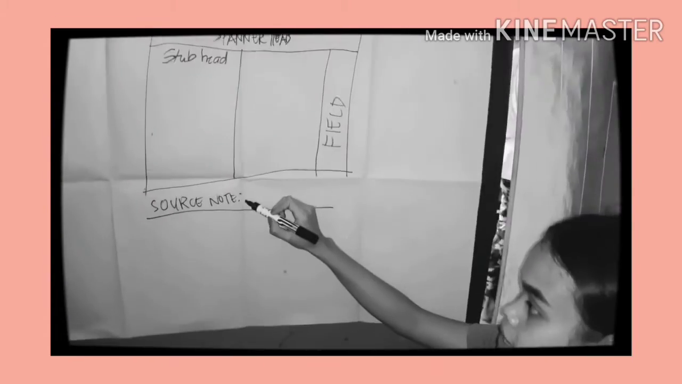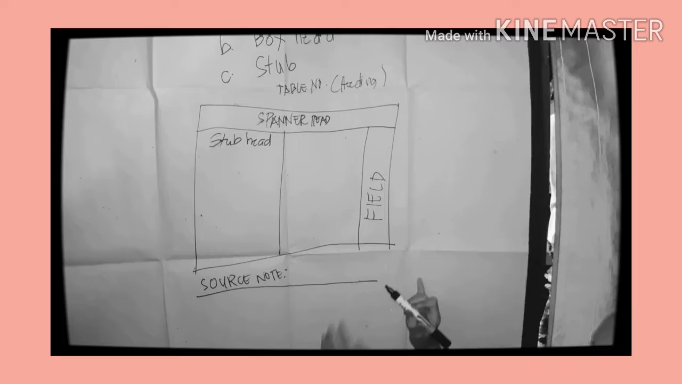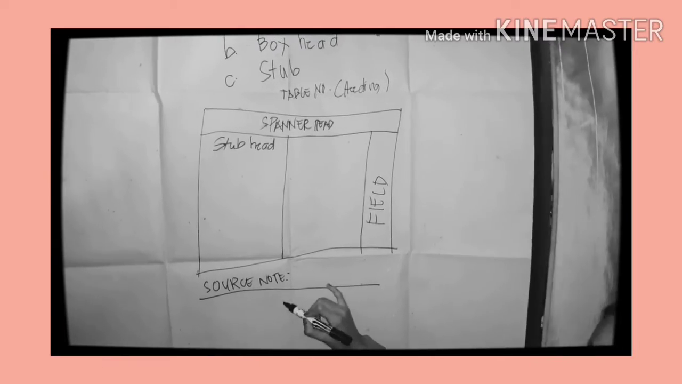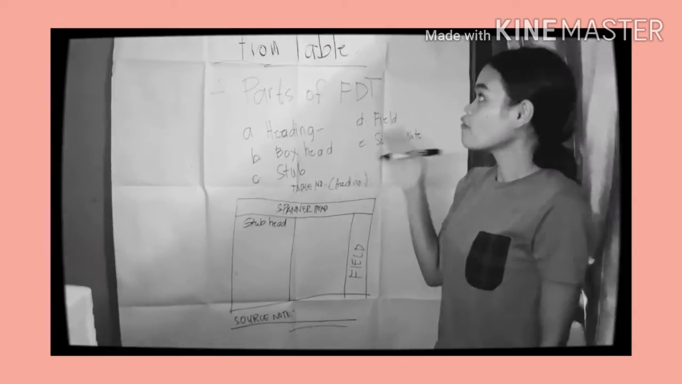The source note depends upon what site or where you got your table from. So that's all the parts of the frequency distribution table.